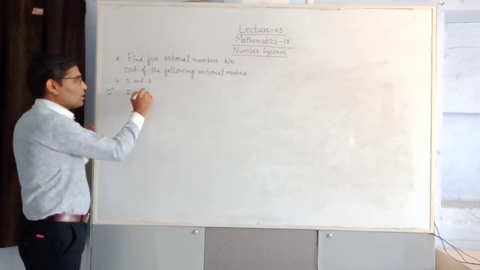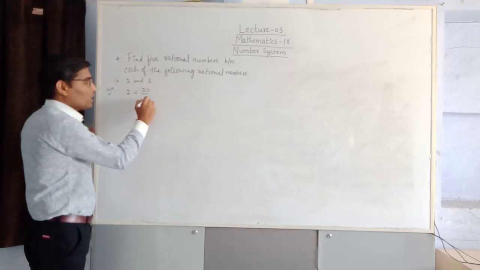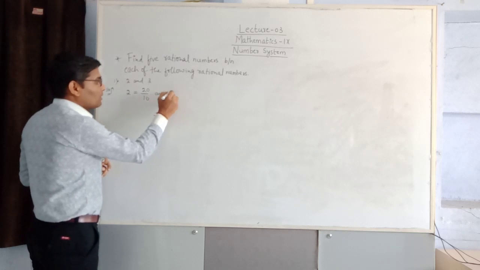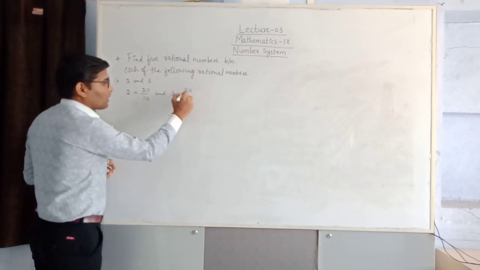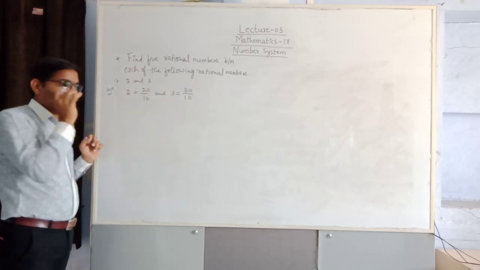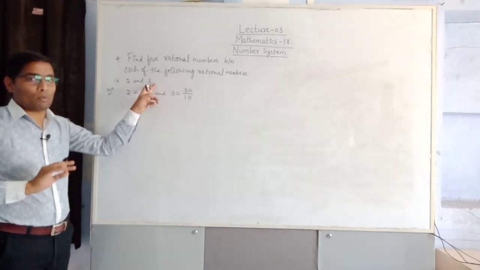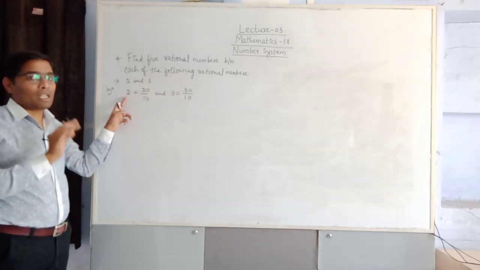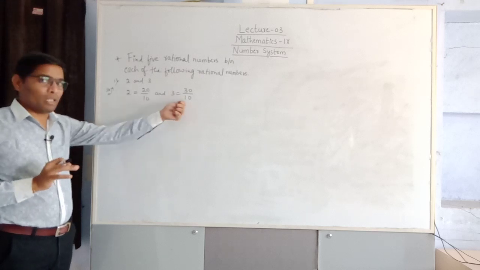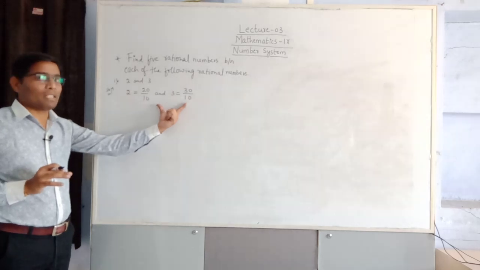Now we will write 2 as 2 by 1, or you can also write 20 by 10. That is, 2 can be written as 20 by 10 and 3 can be written as 30 by 10. Now look here, whatever numbers are given in this type of problem, first we need to convert them into p by q form with the same denominators. Now we converted 2 and 3 into p by q form and the denominators are 10, the same.